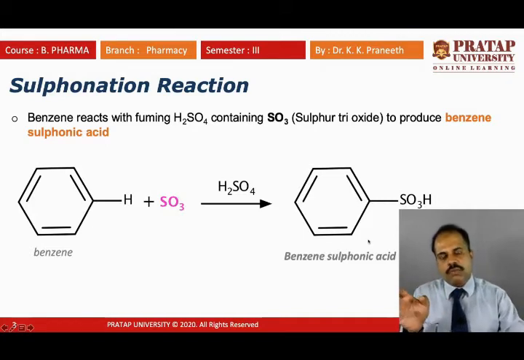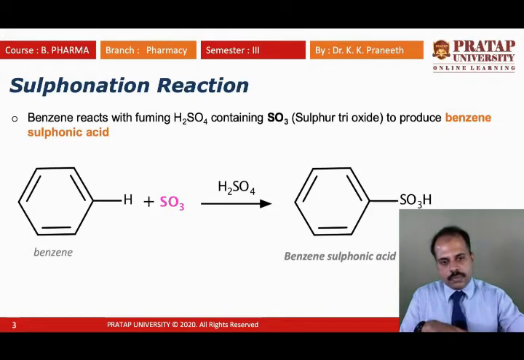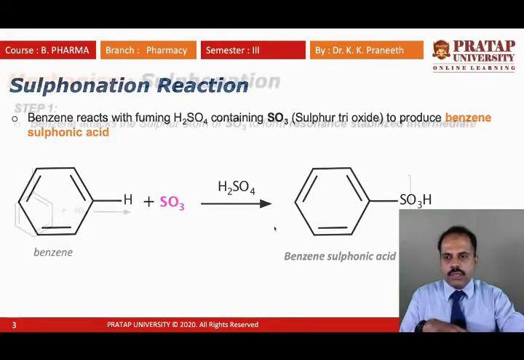As we have seen previously for other reactions, we will also explore the reaction mechanism of this sulfonation reaction in detail: how benzene reacts with sulfur trioxide in the presence of sulfuric acid. Here there is a major difference between the other reactions we have seen and the sulfonation reaction. In sulfonation there are only two steps in the reaction mechanism, whereas the other reactions we have seen previously all have three steps. This is a very important difference. So let's see the reaction mechanism.